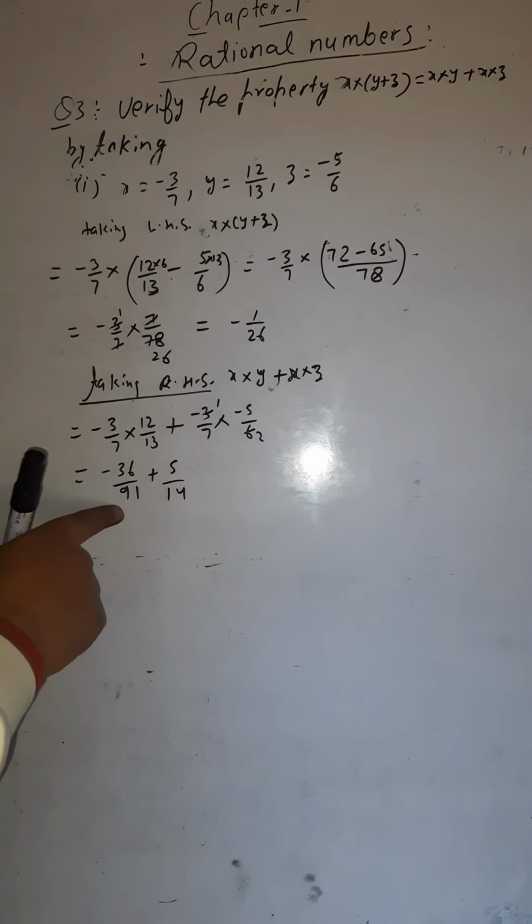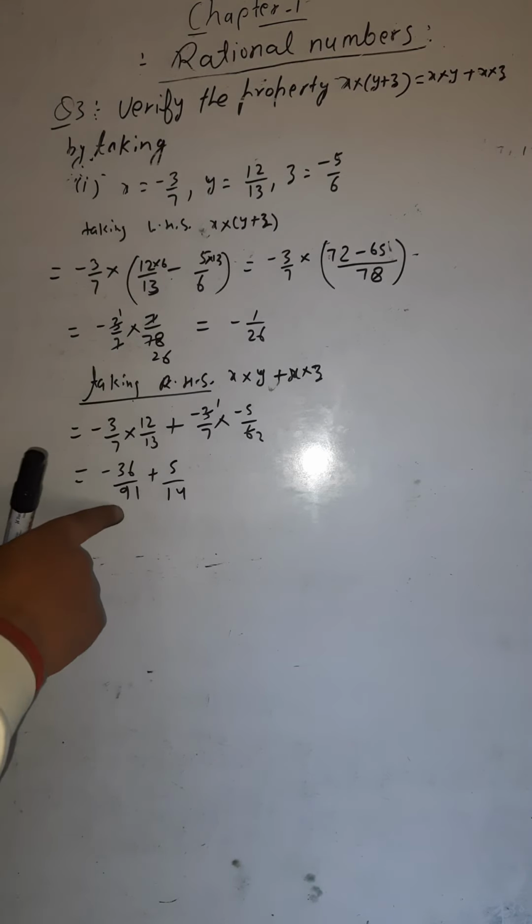Now again this would be equals to how much? Just take the LCM of 91 and 14. How much would be the LCM? If you want to find out the LCM of 91 and 14, you can find it like this. 7 7 13 7 is 91, 7 2 is 14, then 13 1 is 13, 2, then 2 1 1. So LCM is how much?